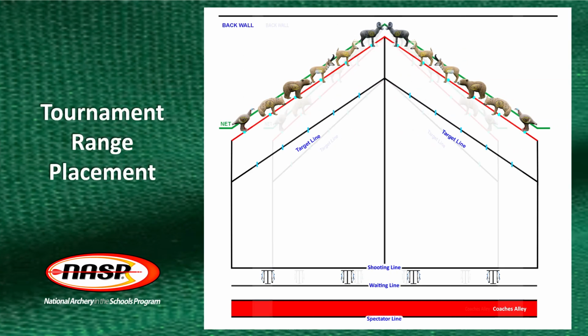NASP recommends that you always set up your ranges with the animals facing opposite directions. This is done so that if you have a target core that becomes too damaged to continue, you can easily swap the corresponding animals with little or no delay to your tournament.